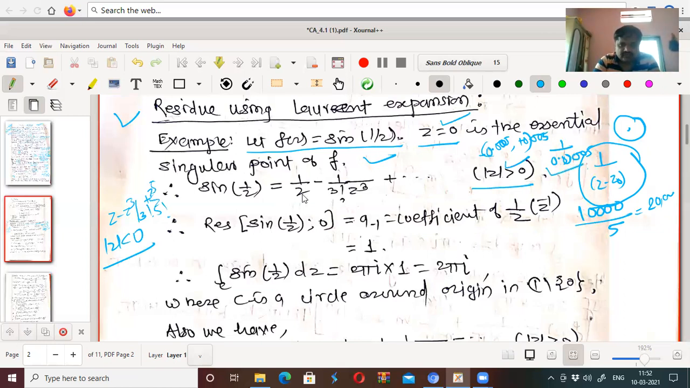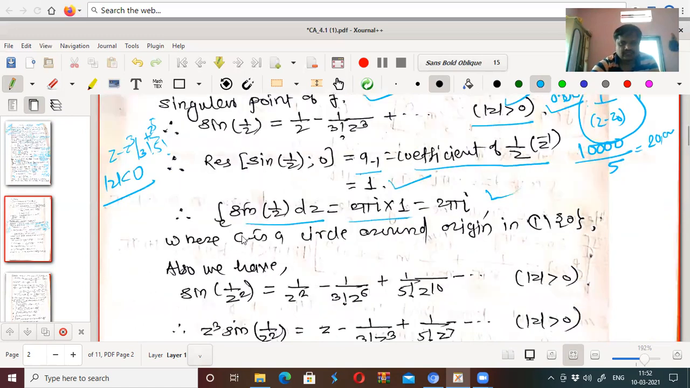Therefore residue of, now what is the coefficient of 1 by z here? 1. Therefore the residue of sine 1 by z at z equal to 0 is the coefficient of 1 by z, that is z to the power minus 1, and so it is equal to 1. So we can also say that the integral over C of sine 1 by z with respect to z is 2 pi i into residue, that is again 2 pi i. The integral of sine 1 by z along a circle C having center at origin with respect to z is again 2 pi i.